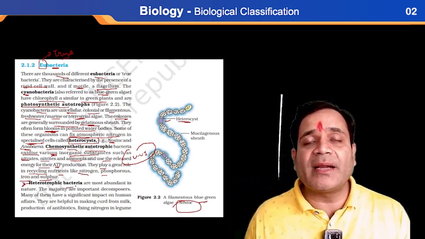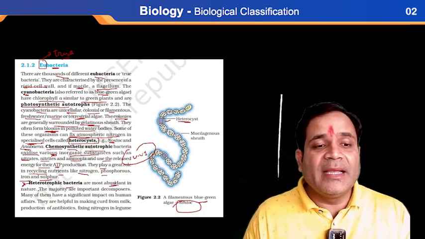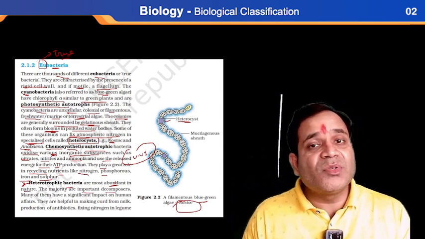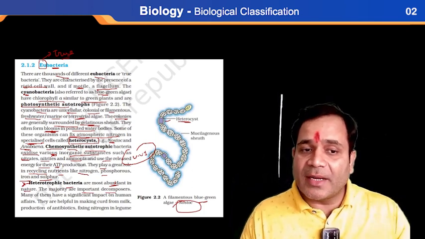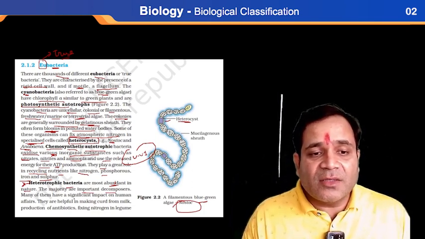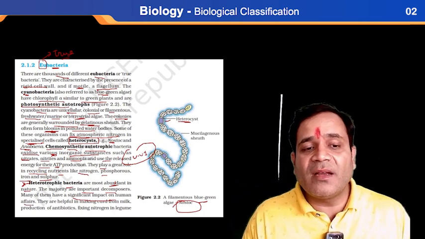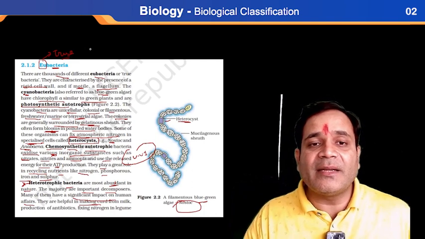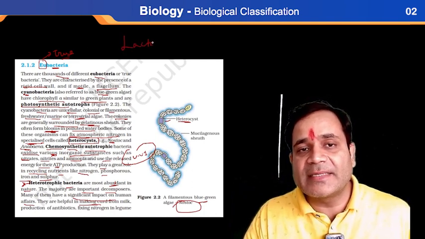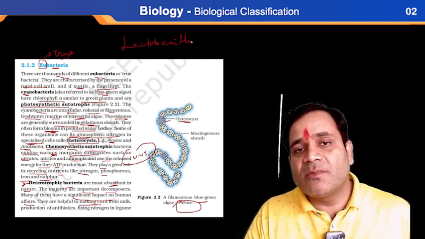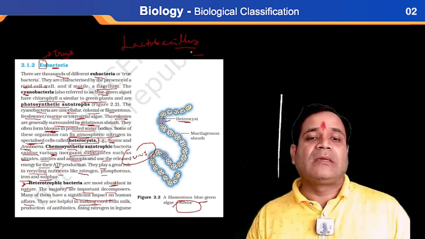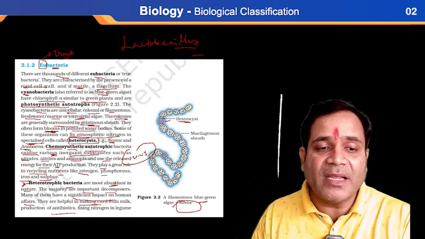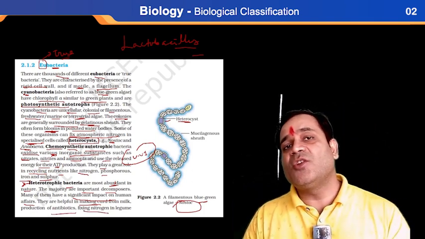Heterotrophic bacteria are the most abundant in nature. The majority of them are important decomposers. They are mainly used to decompose organic materials, and they also have a significant impact on human affairs. They also help in making curd. You might know the name of that bacteria: lactobacillus. The bacteria responsible for the formation of curd from milk is lactobacillus. They are also used in the production of antibiotics and in fixing nitrogen in leguminous plants, my dear.